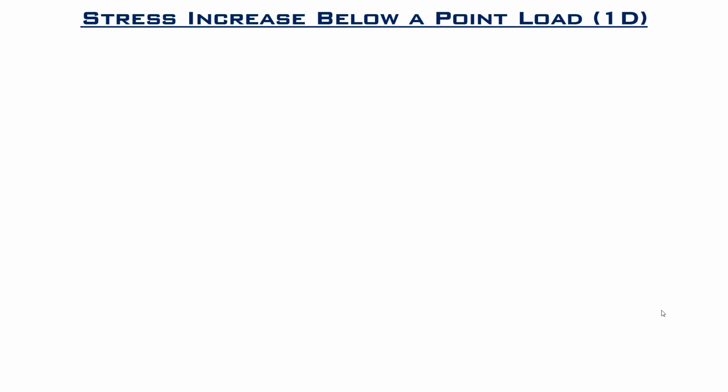In this video lecture, we will discuss how we can find out the stress increase below a point load in one direction. It means that we have only one direction in our question, that is the vertical direction, and a load is applied on the soil surface, and we want to determine its impact on any point which is below the surface of the soil.